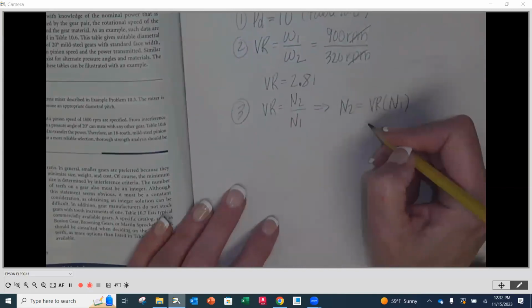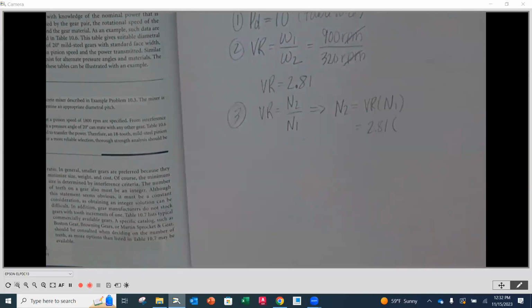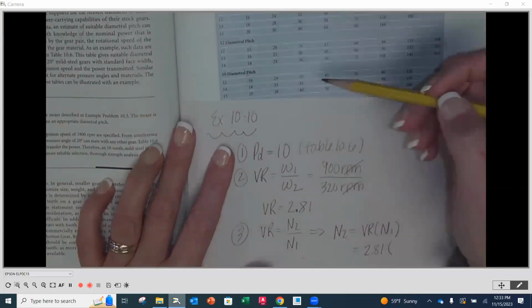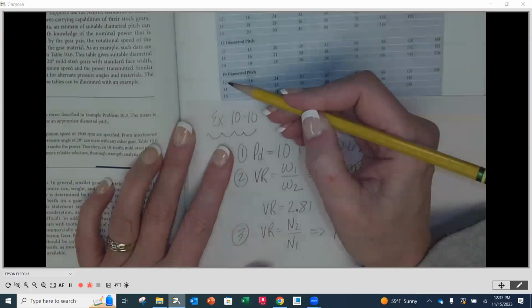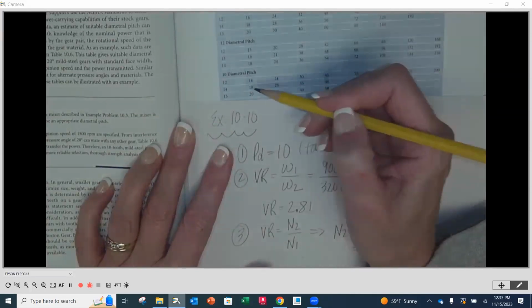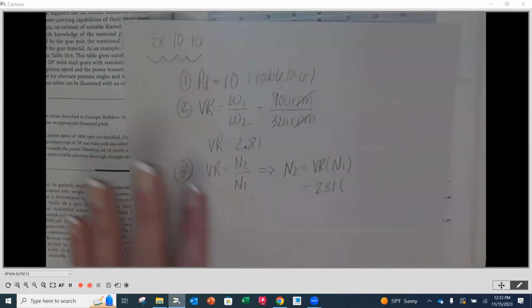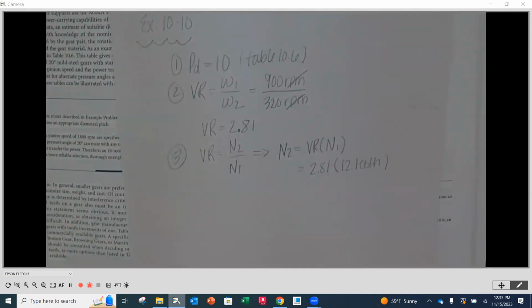So if I know my velocity ratio is 2.81, I'm going to multiply it by a number of teeth that I can use. So I'm going to go up to my diametral pitch of 10 here, and I can start with any number of teeth here. So I've got 12, I've got 14, 15, 16, 18. And so let's start with 12. Okay, let's just start at the beginning. So this is going to be 12 teeth. Okay. And when I multiply those two out, what do I get?